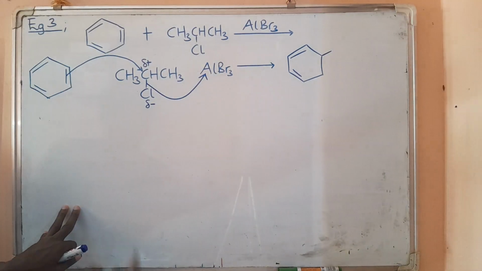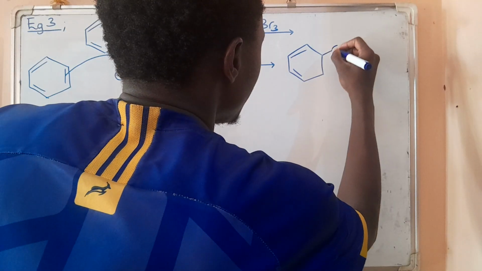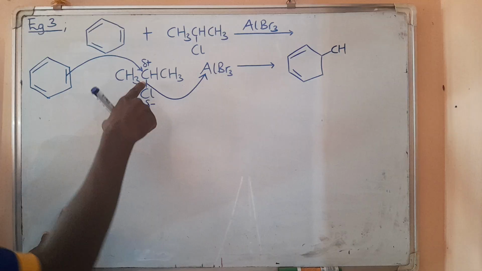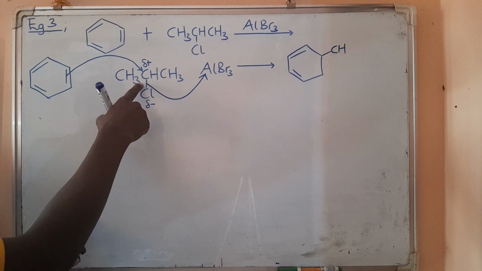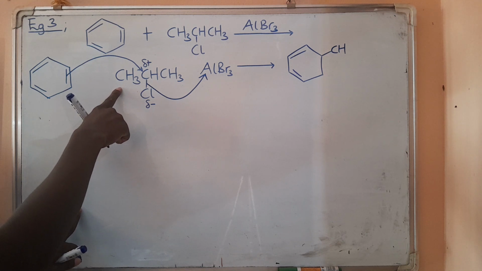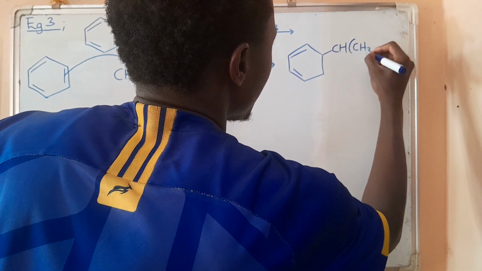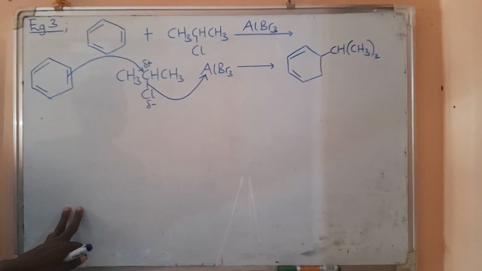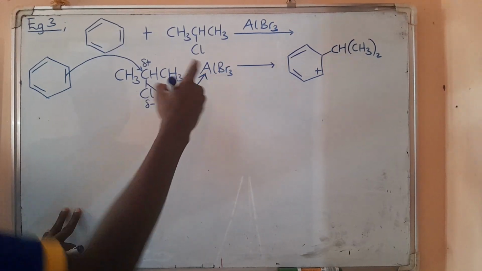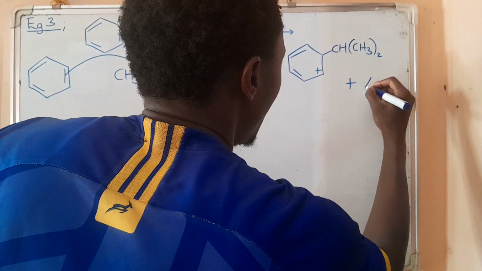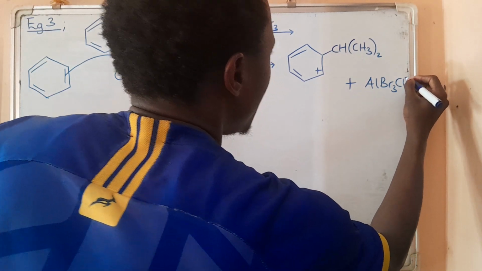So observe that the electrons are being donated to CH. So I'll have CH like that. And this CH, look at it carefully, it carries CH3 this side and also it carries CH3 that side. So it carries same things on either ends. So I'll put a bracket and put CH3 with a 2 there. Then this one will be having a plus since it is electron deficient. So we have donated to this. We also form AlBr3Cl minus, like that.